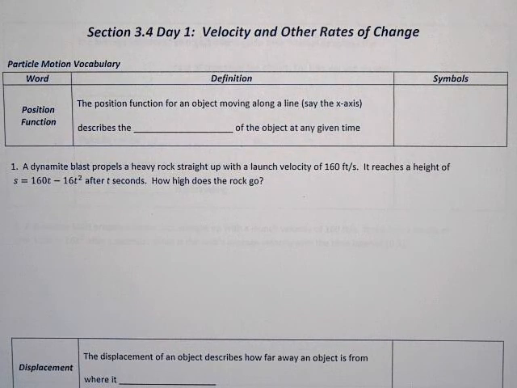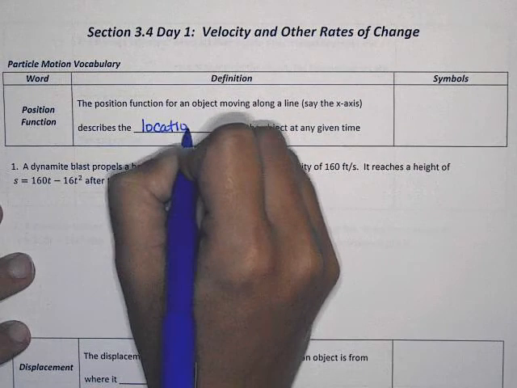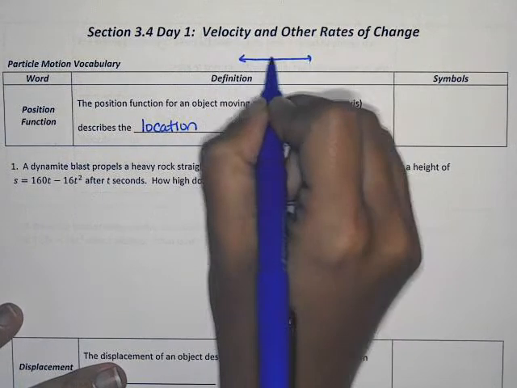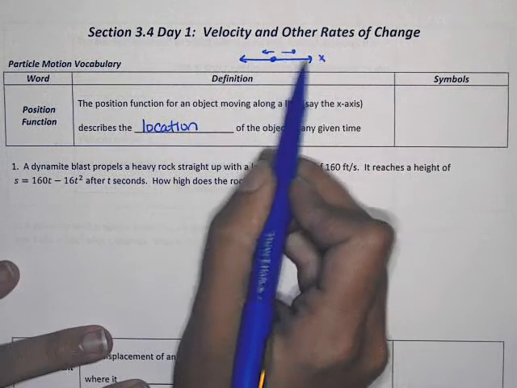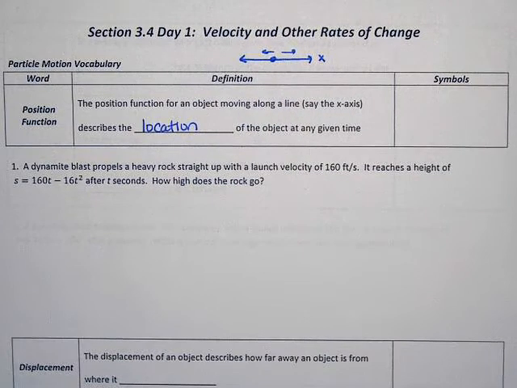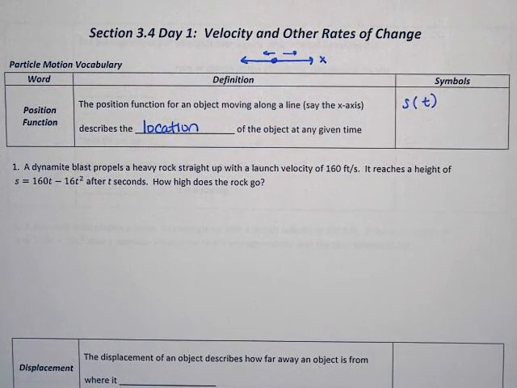Let's start with position. The position function for an object moving along a line, for example, say the x-axis, describes the location of an object at any given time. So a lot of times in this class we're going to deal with a particle sliding along a line, just going back and forth, left and right and left and right. How do we know where the particle is at any given time? The symbol for position function is s of t. We always use the letter s for position because p was already taken. We used that for momentum.